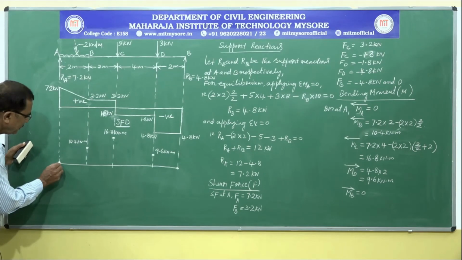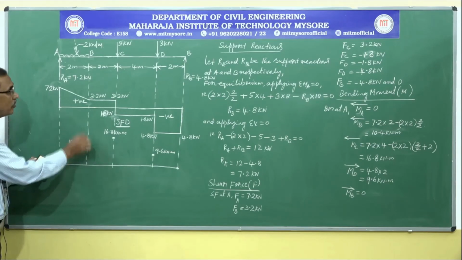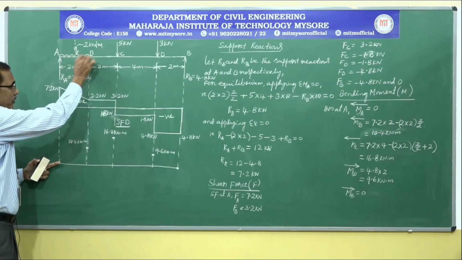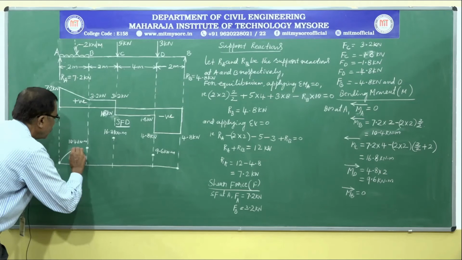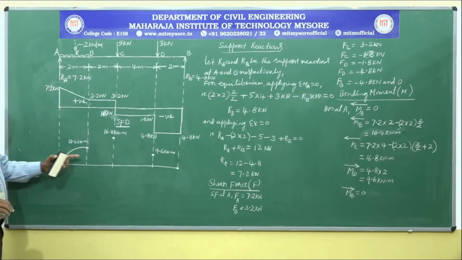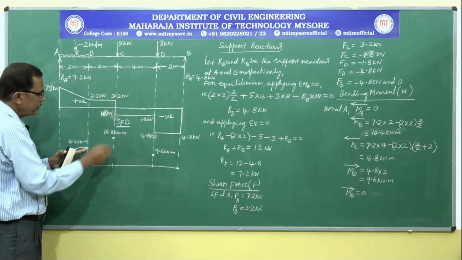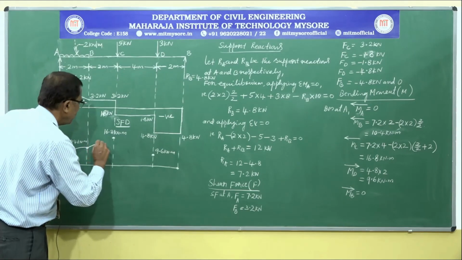So we started to calculate bending moment at point A, it is this point. Between A and B there is a uniformly distributed load. So variation of the bending moment diagram for a uniformly distributed load is a parabola. Between B and C, a no load condition. So for no load condition, variation of the bending moment diagram is a linear line.